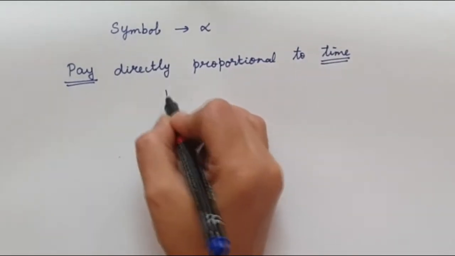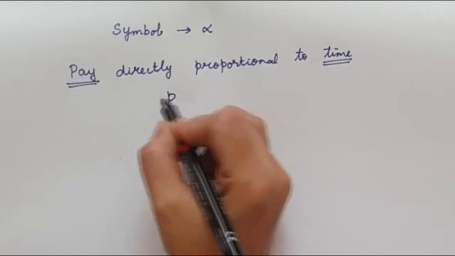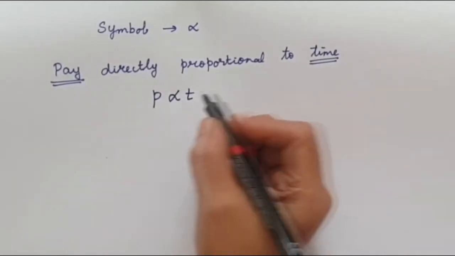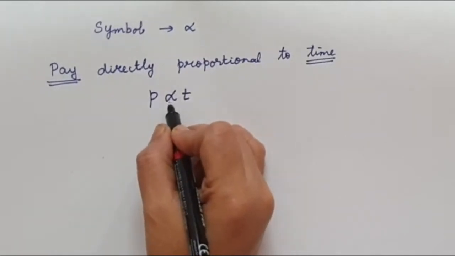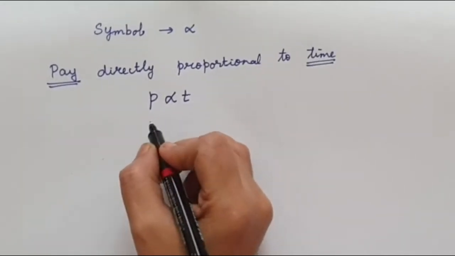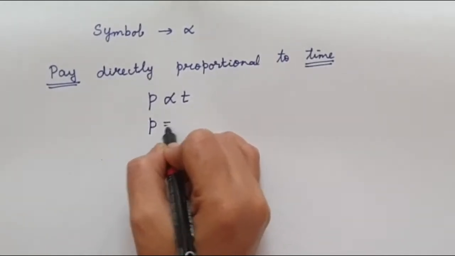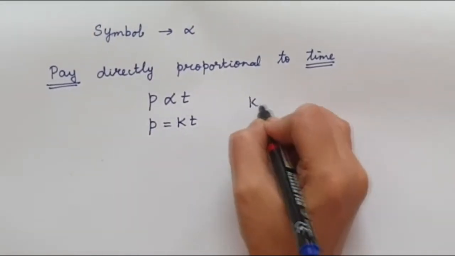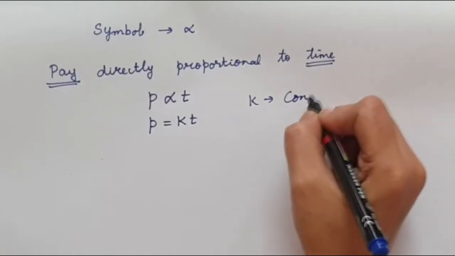Now, our P, so when we represent it, we write it as P is directly proportional to T. So now this proportionality can be written as an equality symbol. P will be equal to K multiplied by T. This K is called the constant of proportion.